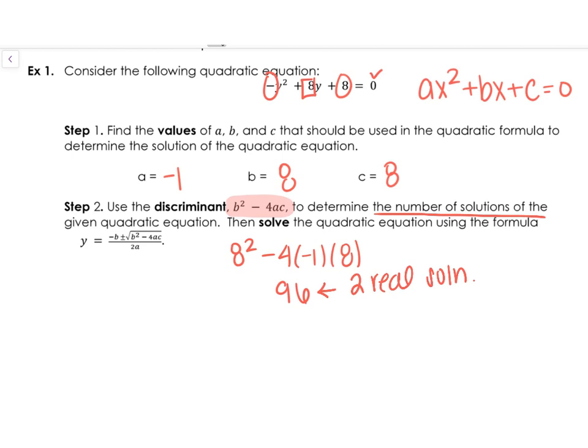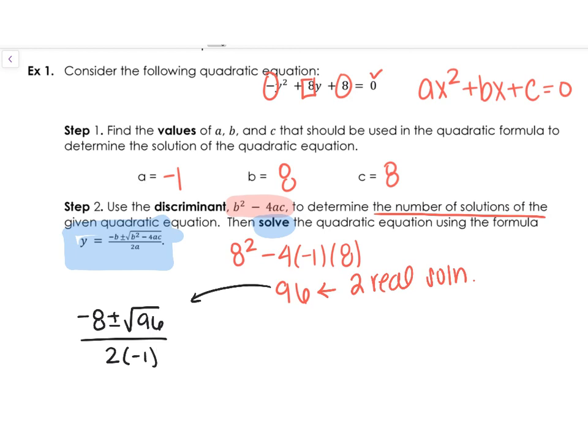Now I'm going to take it one step further and actually solve it. There's the quadratic formula right there. They give it to me. You're going to plug everything in. So I have negative b, which means opposite b. Well, b is 8, so the opposite is negative 8, plus or minus the square root of b squared minus 4ac, but that is the number I just found, all over 2 times a, which is negative 1.